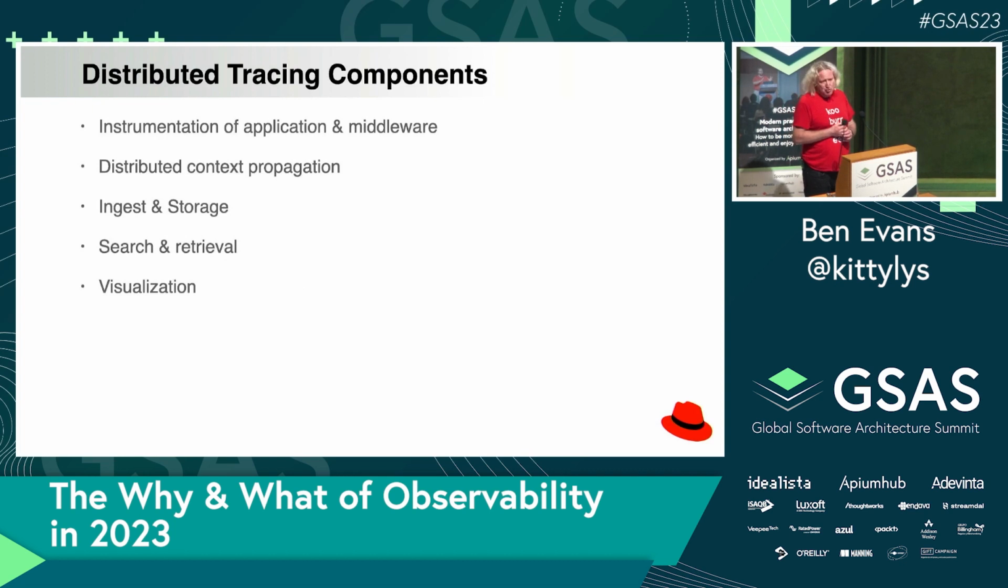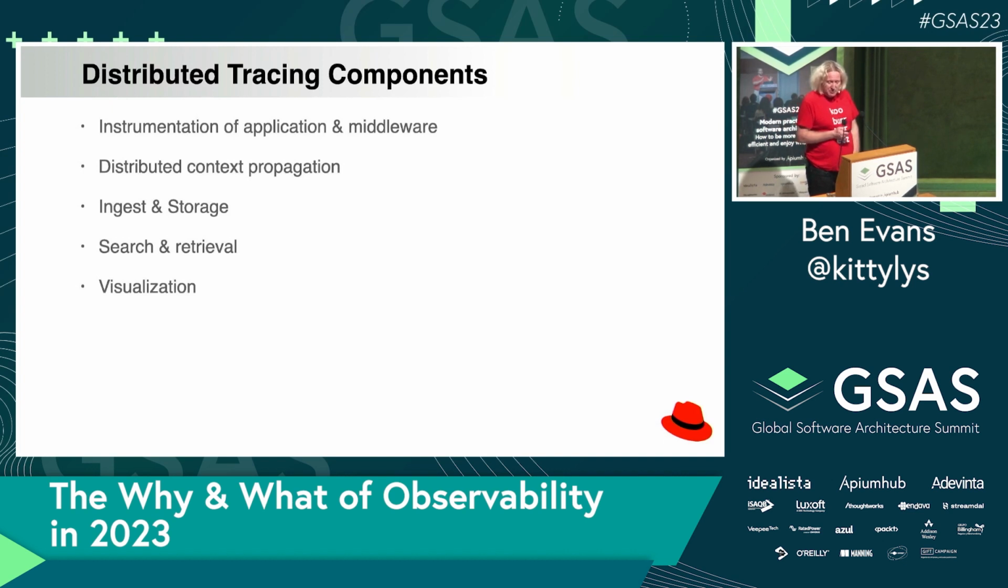The standard is called Trace Context, and it's been around for I forget how many years now. I'm too confused by pandemic years to actually figure whether it's 5 or 6, but it's about that sort of time. We then, of course, need to propagate the context. We need to ingest and store the data somewhere else. And then we need search, retrieval, and visualization.